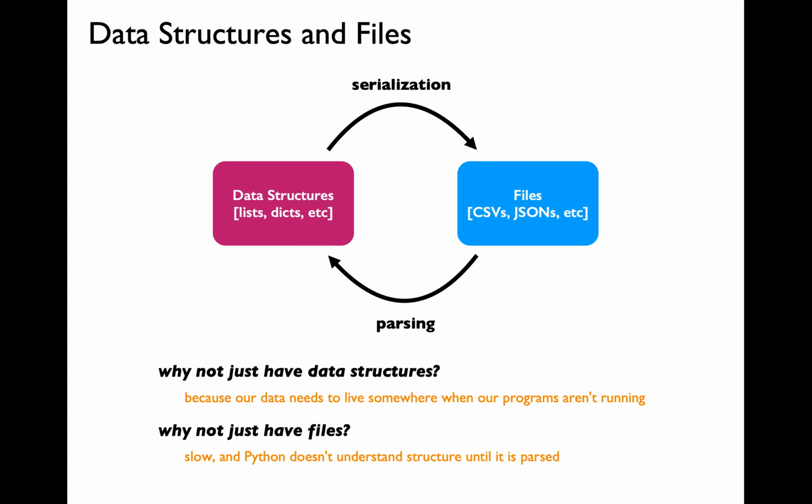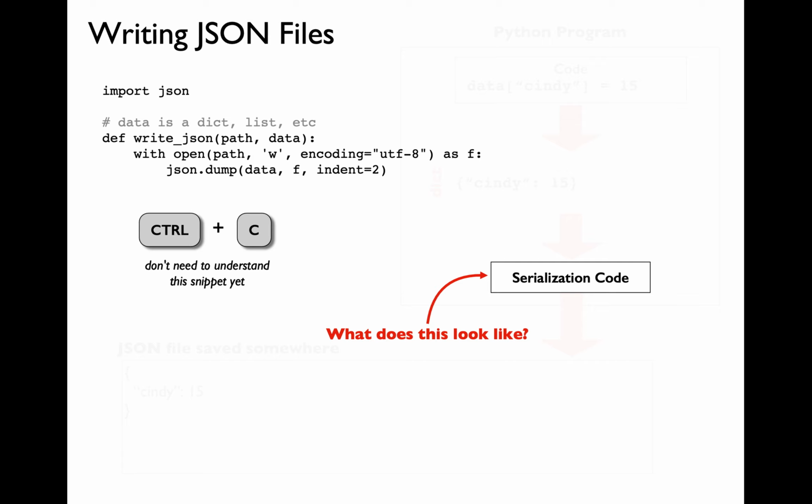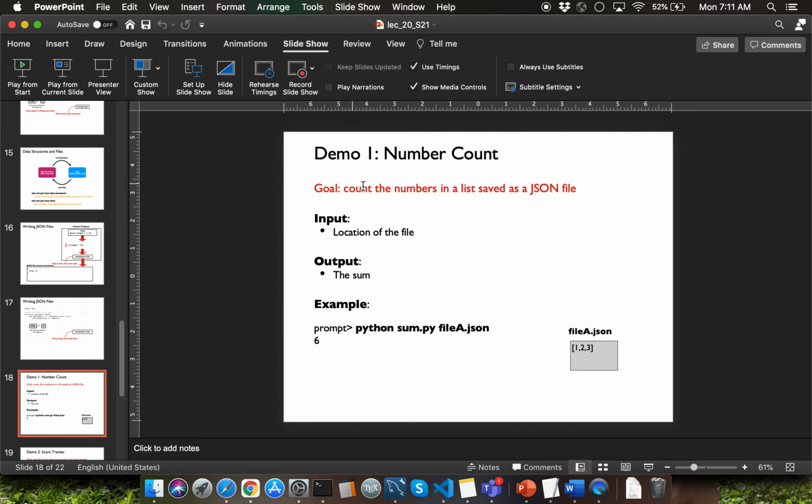When it comes to reading JSON files, you're going to pass only one argument to your function. That's going to be the path to your JSON file. Whereas with respect to writing JSON files, you're going to pass two arguments. The first one is going to be the path of the file to which you want to write the data, and the second one is going to be the data structure or the variable which represents your data within your Python program. I'll wrap up this video here. In the next video, we'll be going through a demo problem for sum.